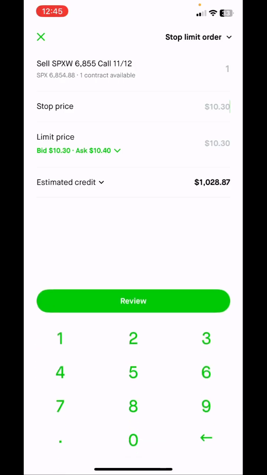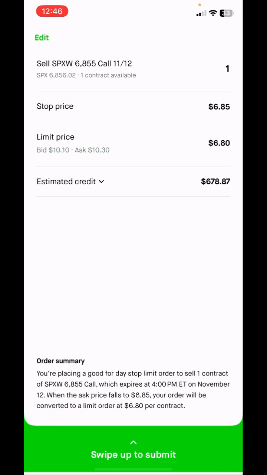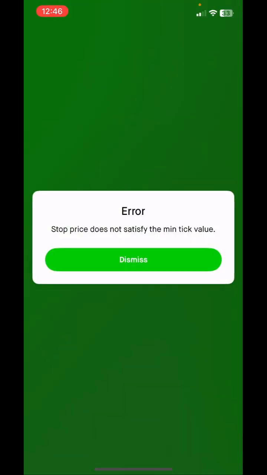stop loss at 680. So if it goes to 685, then stop me out at 680. So if it drops all the way to 685 from $10, then it's going to stop me out at 680. That means I would gain nothing for the day and lose nothing for the day. So that's just my safety net.